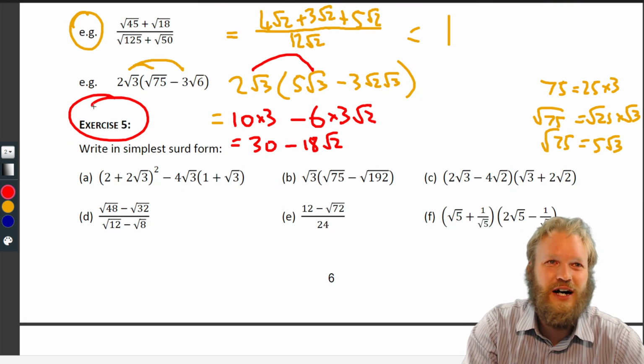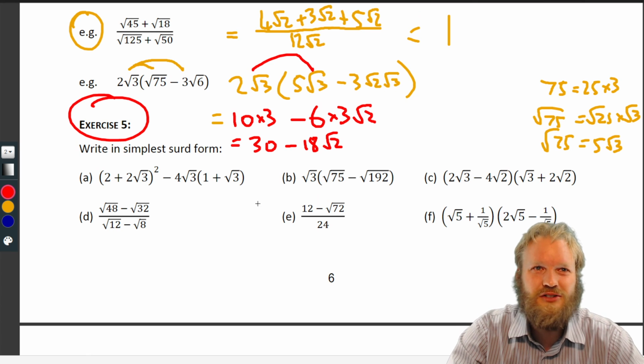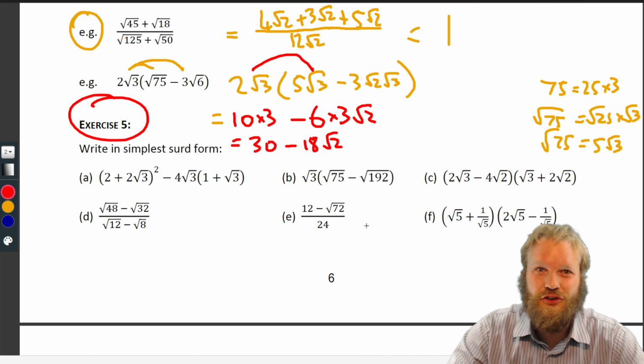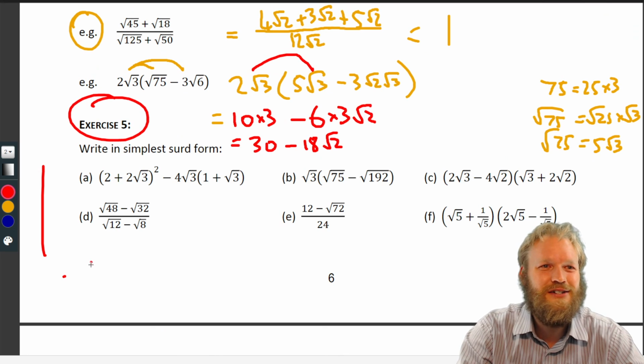So, enjoy exercise 5. As I said, show the steps, but focus on that logic of working with your surds and getting used to that. Oh, there are only like 6 of them. That's easy, right? So, enjoy.